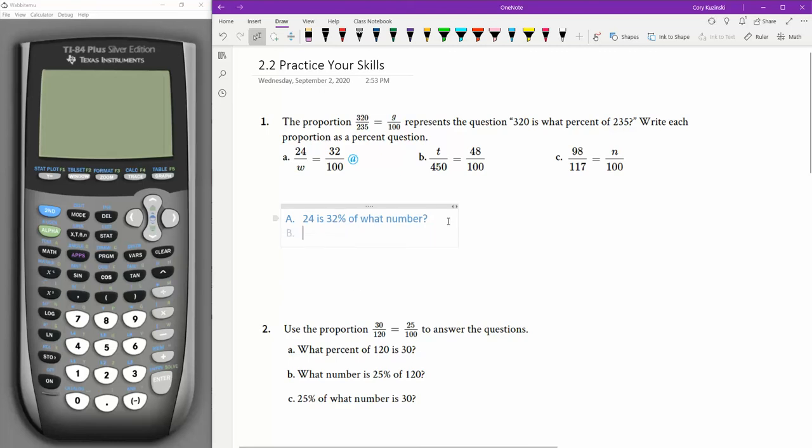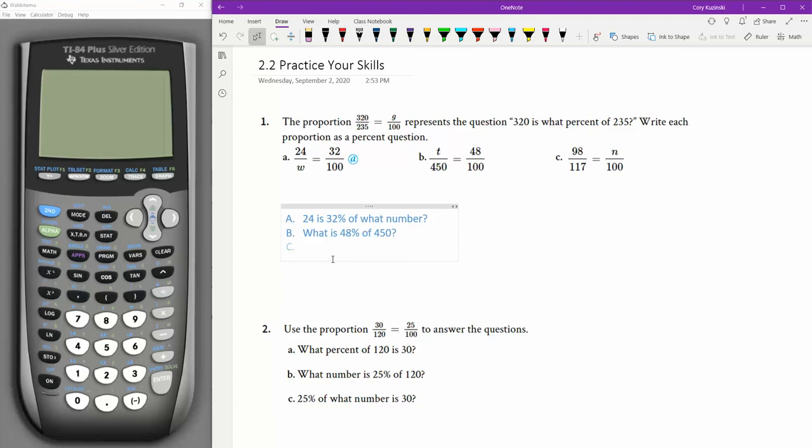What about B? All right, so we're looking for the is here, part of 450. How about what is 48% of 450? So 450 is the total. We're trying to figure out what 48% of that is.